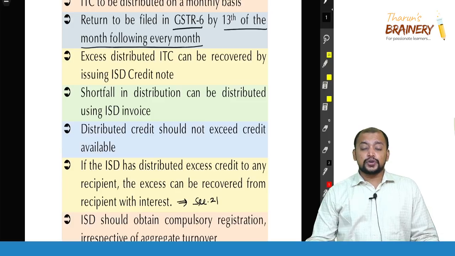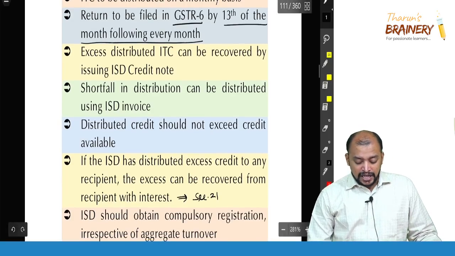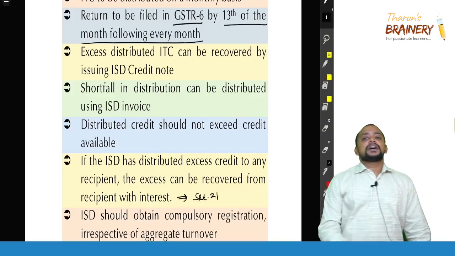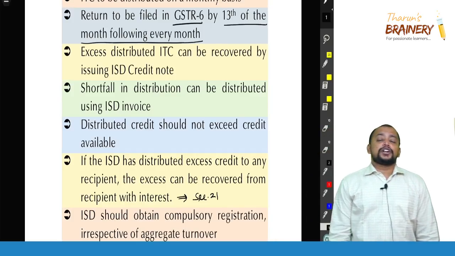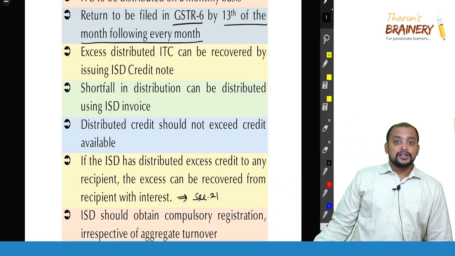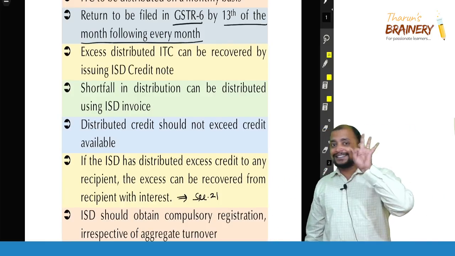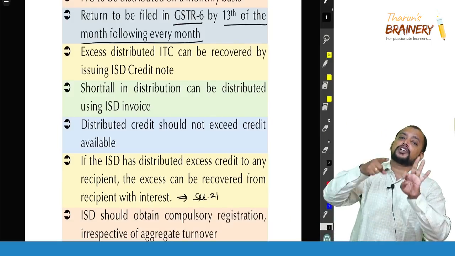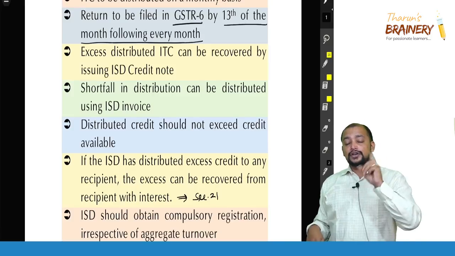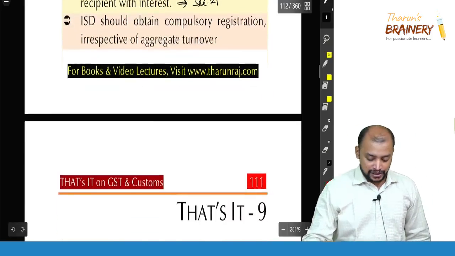And ISD should get a compulsory registration irrespective of the aggregate turnover. Now, say for example, MRF Limited has a corporate office in Tamil Nadu, and factories in Tamil Nadu, Andhra Pradesh and Karnataka. So, in these 3 states, 3 registrations, plus for the corporate office they should get a 4th registration even though they have a registration in Tamil Nadu. So, ISD should get a separate registration, okay.